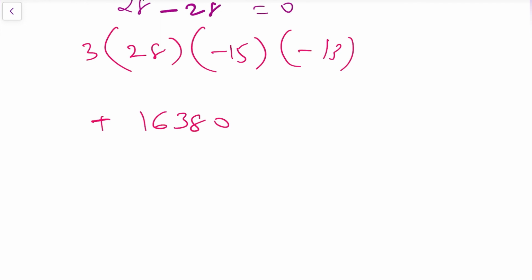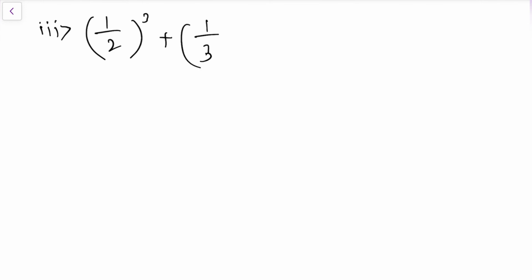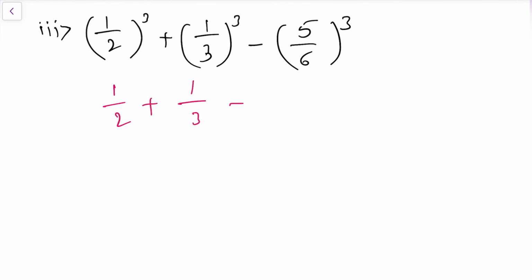Next, third question in this. 1/2 whole power 3 plus 1/3 whole power 3 minus 5/6 whole power 3. Again, first I am going to check the sum of ABCs. That is 1/2 plus 1/3 minus 5/6.